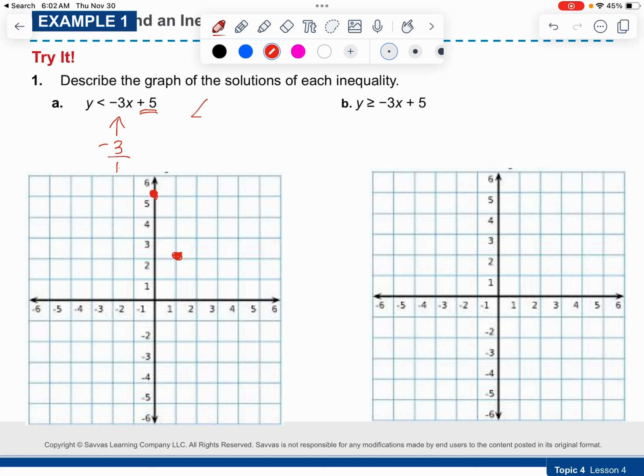Now, if you have less than or greater than, you'll have a dashed line or a dotted line going through both points. So we're going to have a dashed line, or dotted, going through these 2 points.